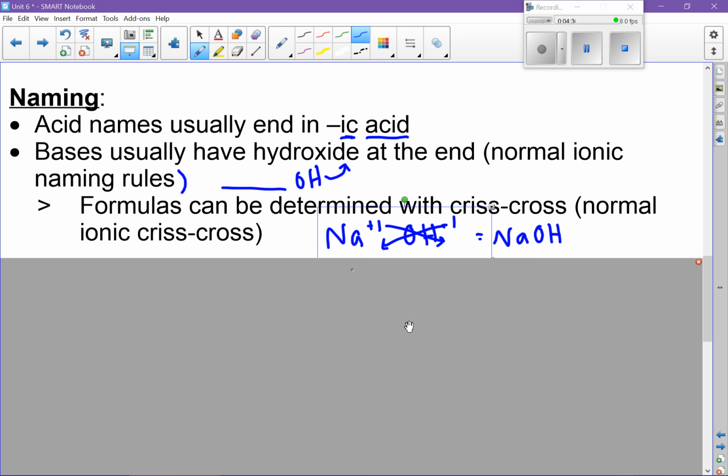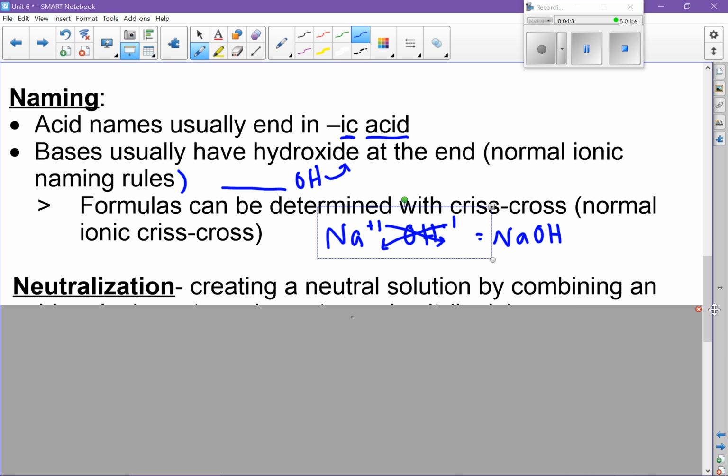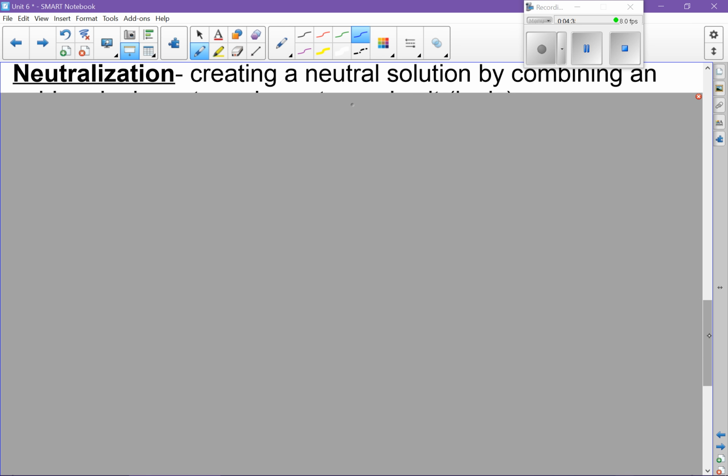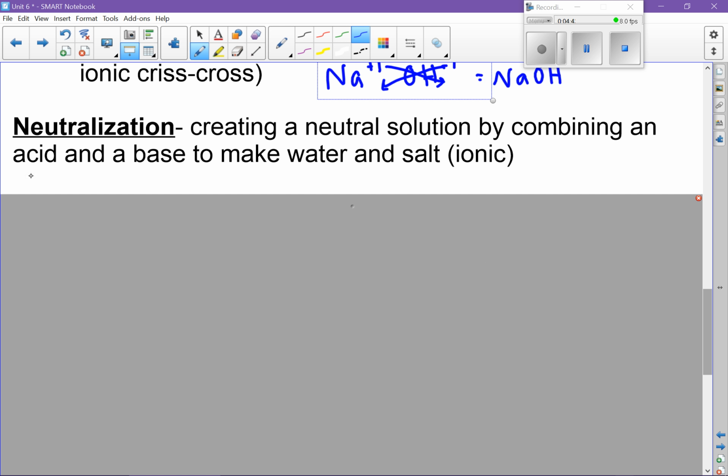And here's why this matters. We can put all of this together into what's called neutralization. This is where you're creating a neutral solution by combining an acid and a base to make water and a salt. So basically the acid and the base cancel each other out. The products of that will always be water and salt. Salt just means anything ionic.